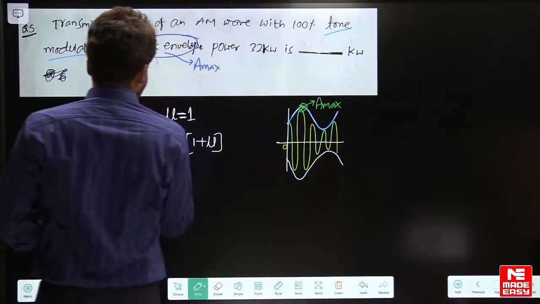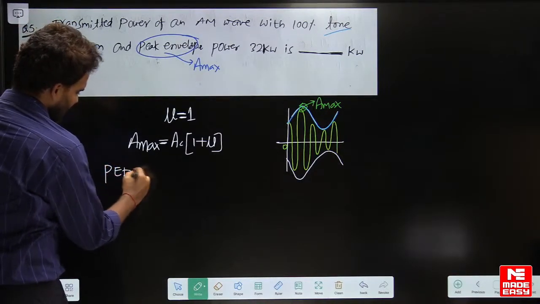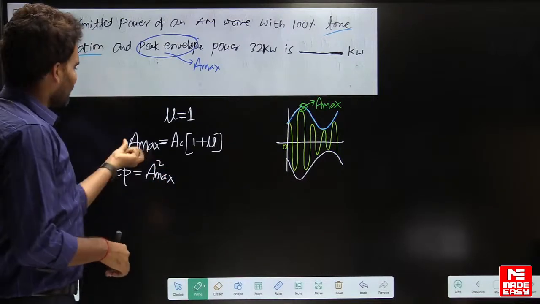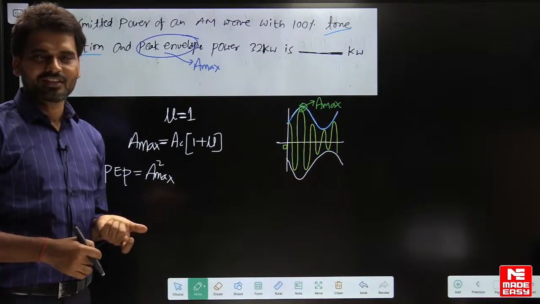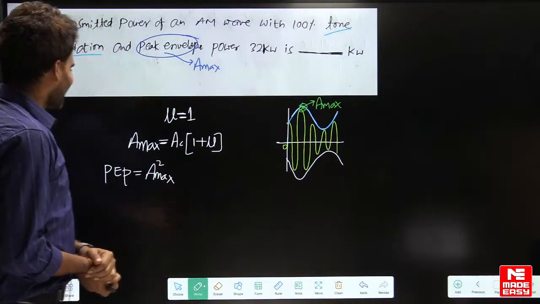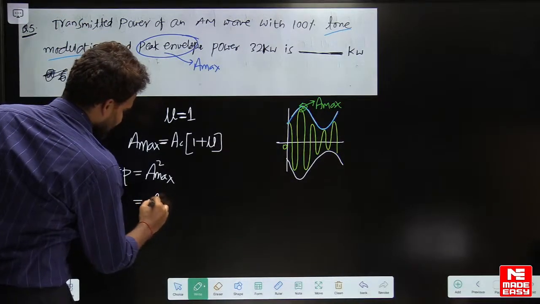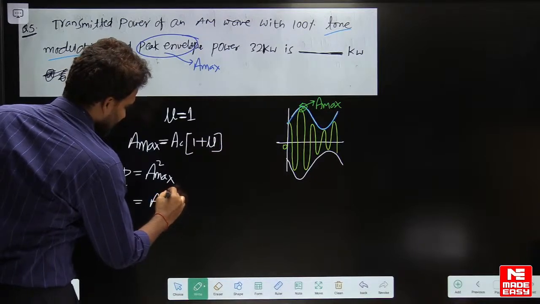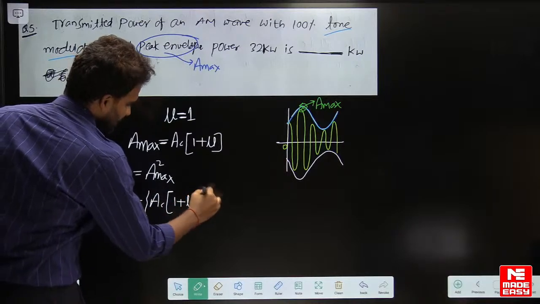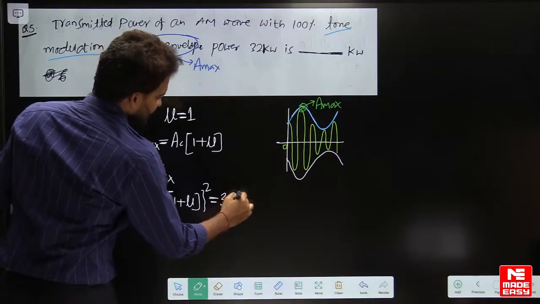The peak envelope power is equal to A max square. It is just some DC quantity A max, just some value, and squaring it will give its power. So that is A max square, that is AC into 1 plus mu, whole square, equals 32 kilowatt.